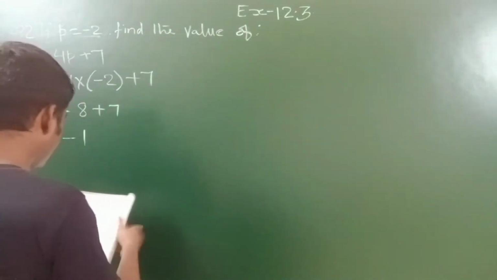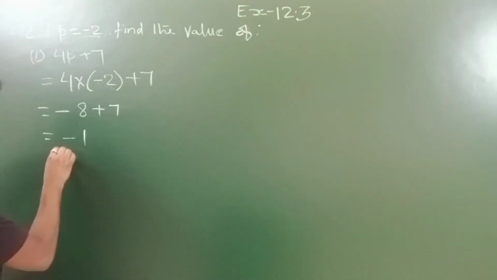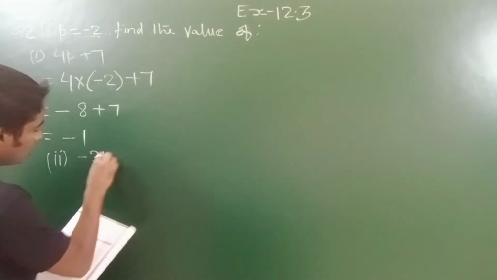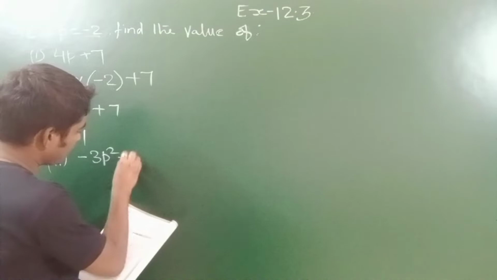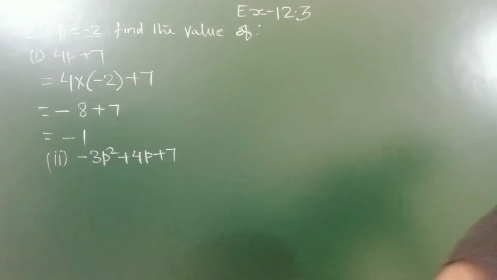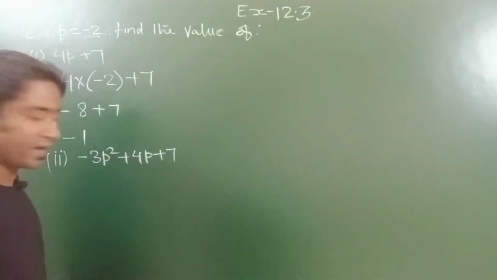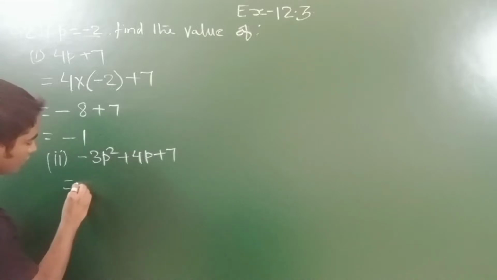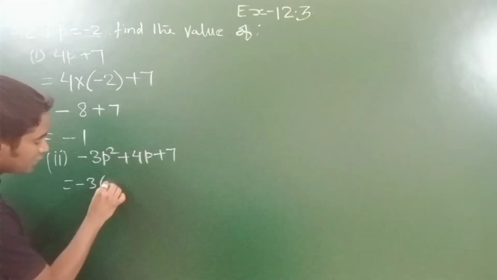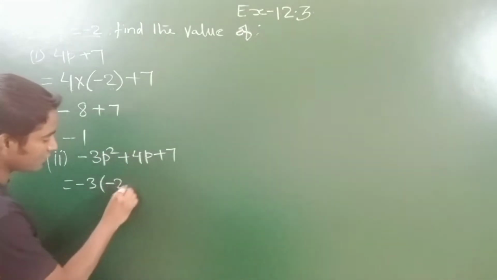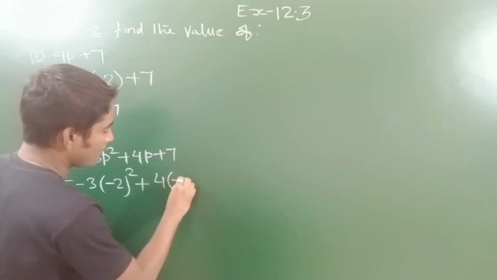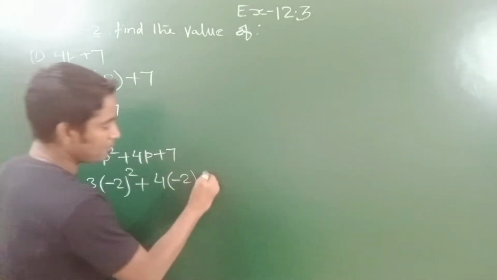The next segment that we have is segment number 2. As next expression we have minus 3p square plus 4p and then plus 7. So let us find out the value of this expression at p is equal to minus 2. Now here, followed by equal to sign, minus 3 into p square. Instead of writing p square we will write the value of p, that is minus 2, and then we will put the square. Then plus 4 into minus 2, the value of p, and then plus 7 as it is.